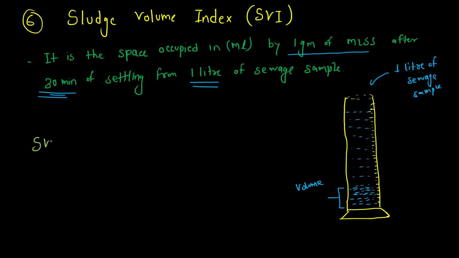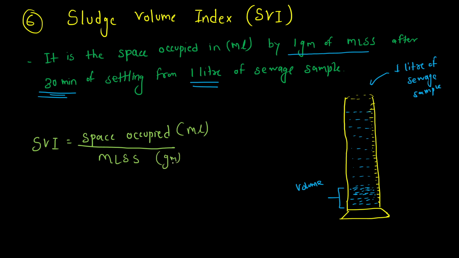So sludge volume index is nothing but space occupied divided by MLSS. Now this space occupied is measured in ml, and this MLSS is measured in gram. So the unit is milliliter per gram.